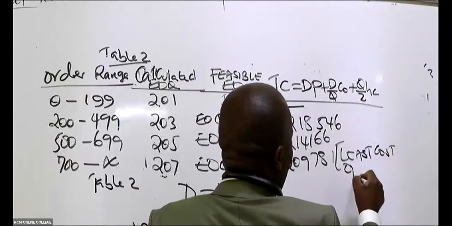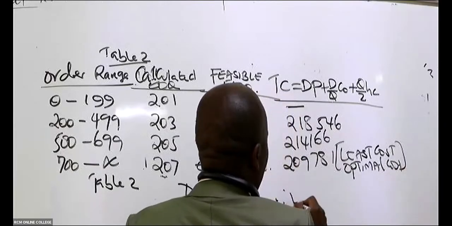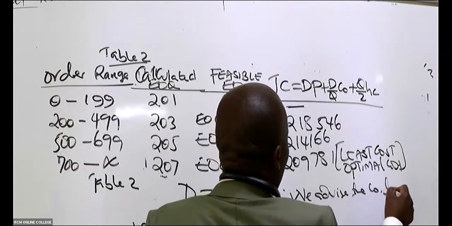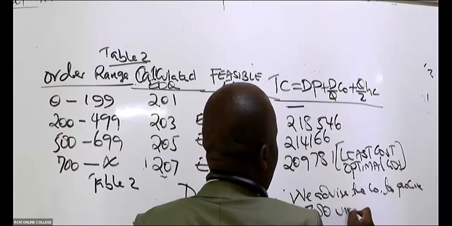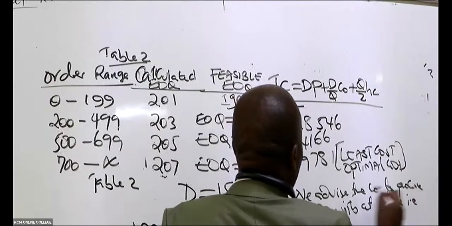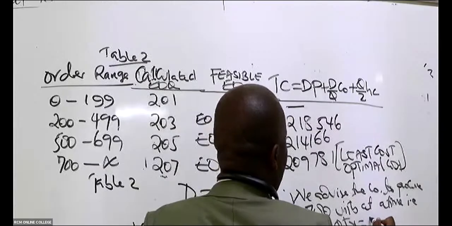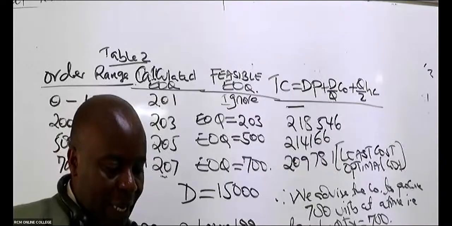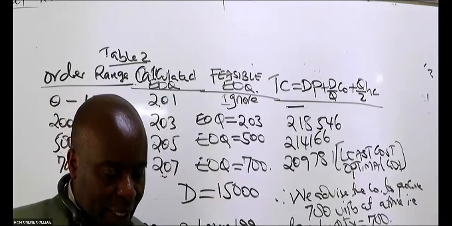Least cost is also known as the optimal cost. And therefore we advise the company to procure 700 units at a time, i.e. the reorder quantity is 700 units.